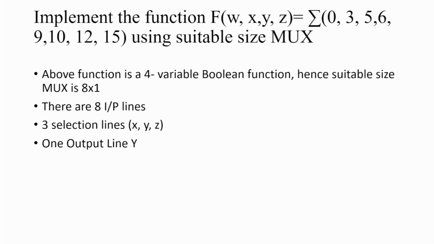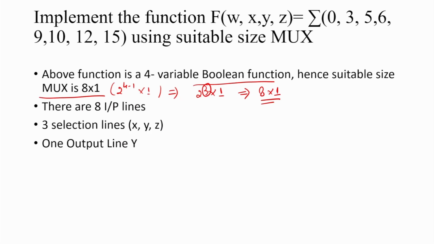One way is to use the general method, a 16 cross 1 multiplexer, just like the previous example, but here what is the suitable size multiplexer? There are 4 variables in this Boolean function, hence the suitable size multiplexer is 2 to the power 4 minus 1 cross 1, that is 2 to the power 3 cross 1. This means here an 8 cross 1 mux, and this 3 represents the number of selection lines.